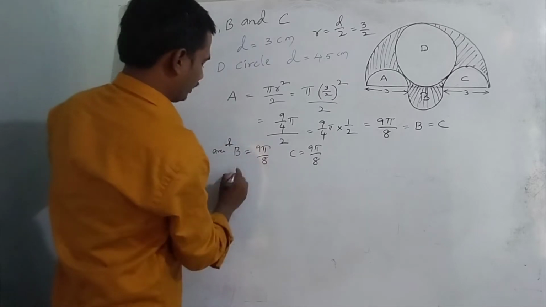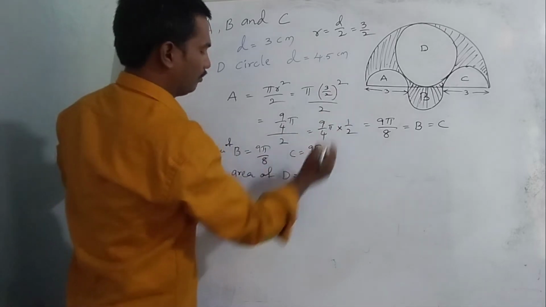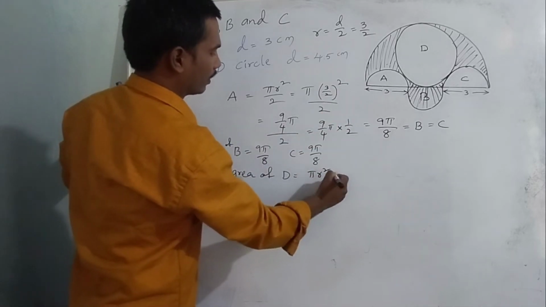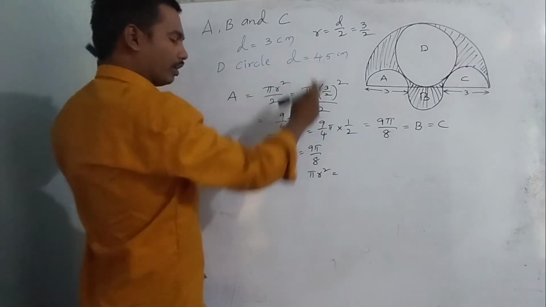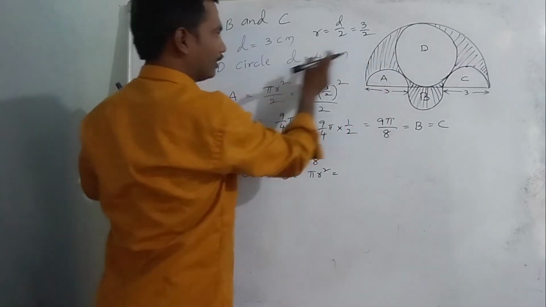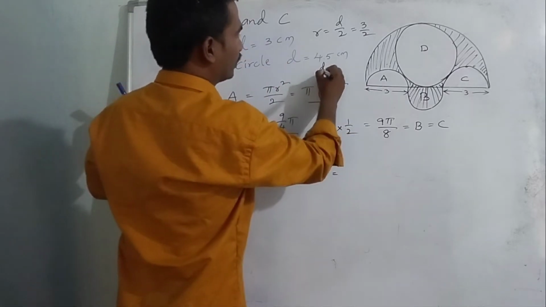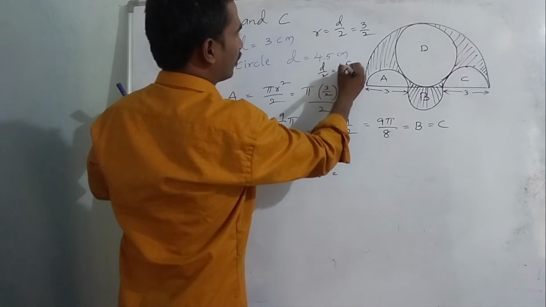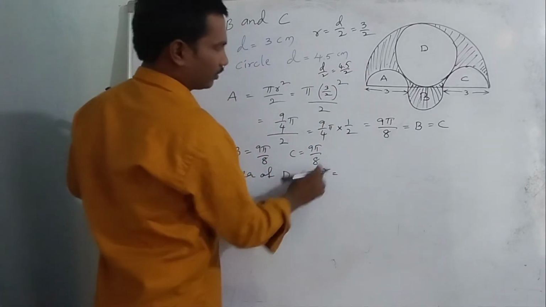Now the area of D. D is the complete circle, that is pi r square. So what is the radius of D? For the D circle the diameter is 4.5, then radius is equal to d by 2. So here d by 2 means 4.5 by 2. So substitute them here.